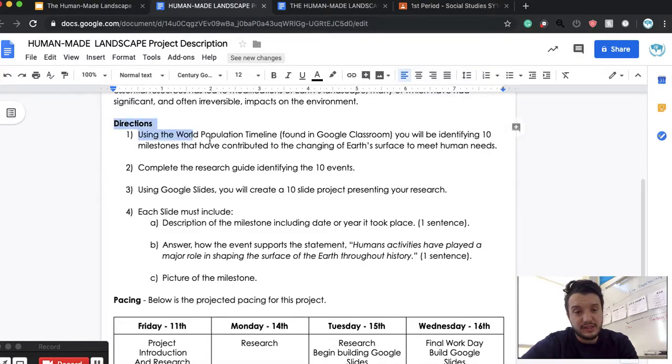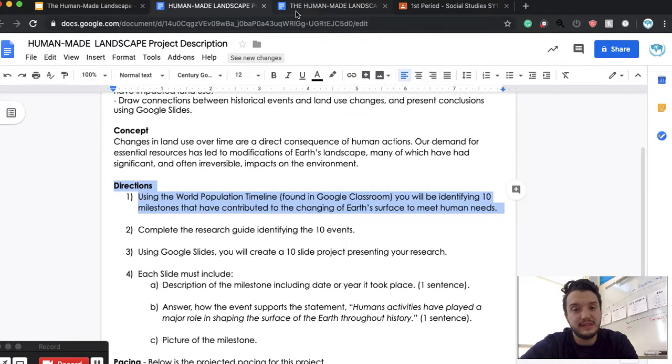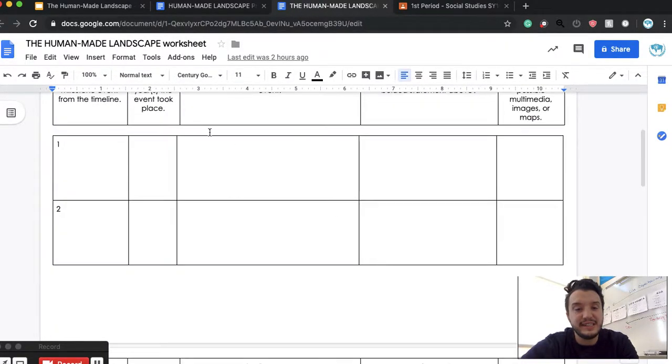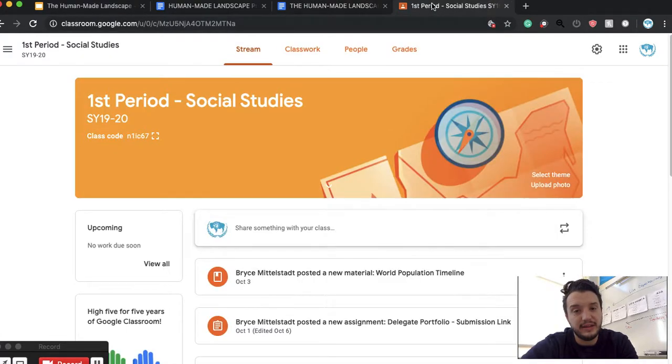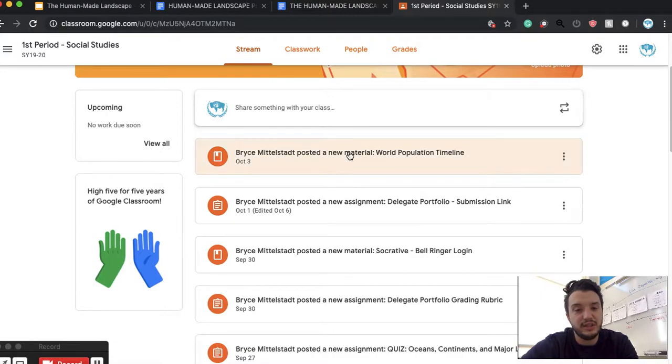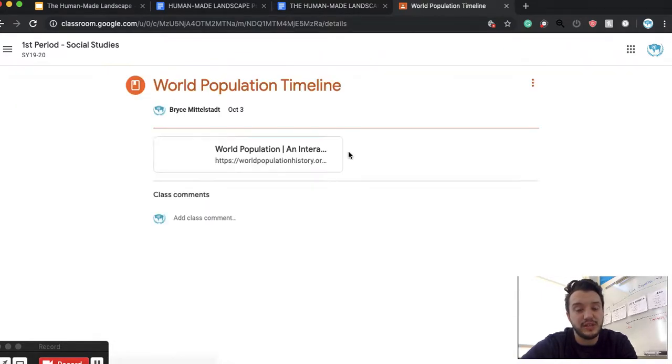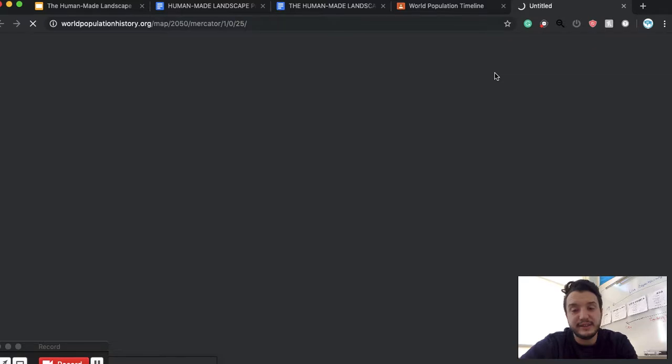Here are the directions. You're going to be using the world population timeline, found in Google Classroom, and you'll be identifying 10 milestones that have contributed to changing Earth's surface to meet human needs. Okay, you're going to record your findings in this document, and it even gives you a little more specific detail on how to use the world population timeline. If you don't remember what it is, it should be at the top of your Google Classroom, world population timeline. Clicking on it.